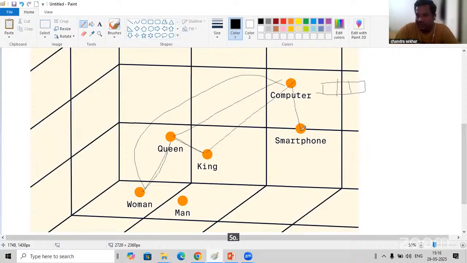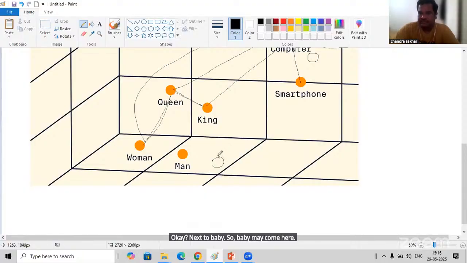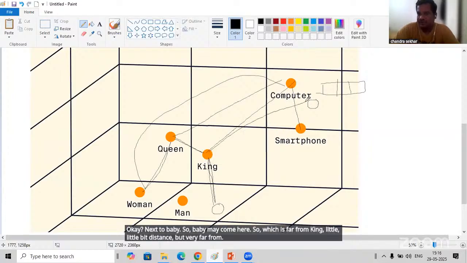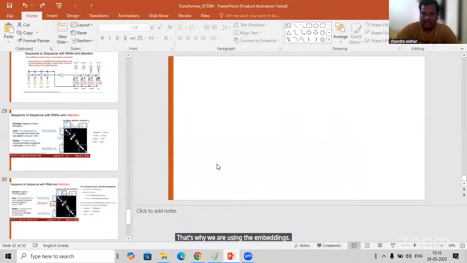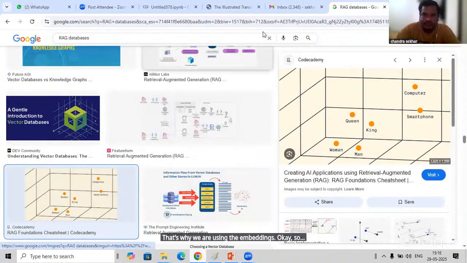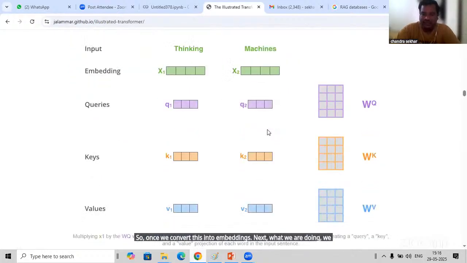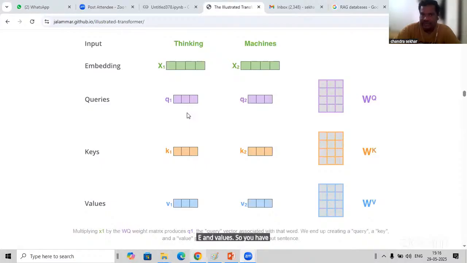So computer and smartphone are nearby. Suppose if there is a mobile phone, it will come here. Next, baby. Baby may come here, which is a little bit distant from king, but very far from mobile phone. So the words have to represent the meaning. That's why we are using the embeddings. Once we convert these into embeddings, next we are using queries, keys and values. You have to generate query, key and value. So what is meant by query, key and value? QKV.